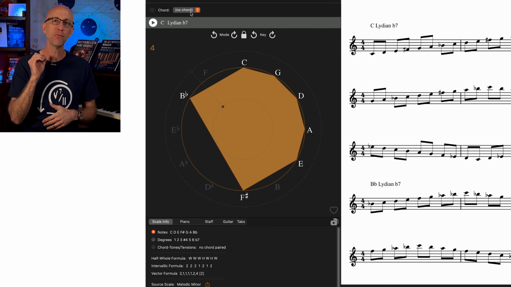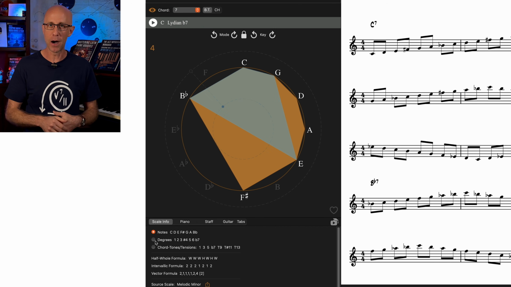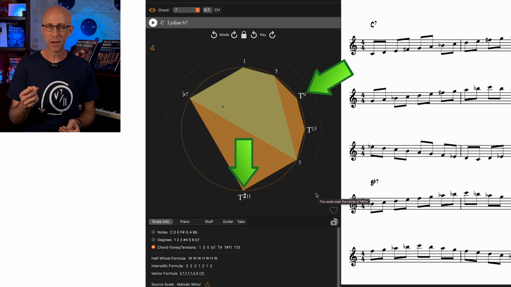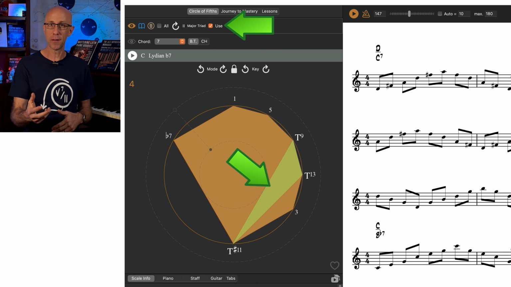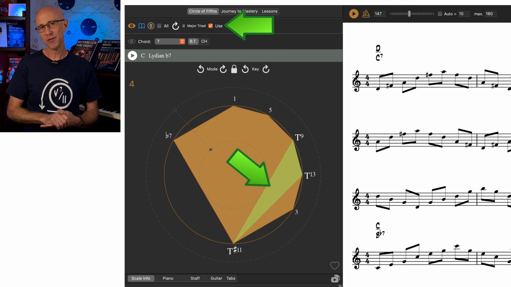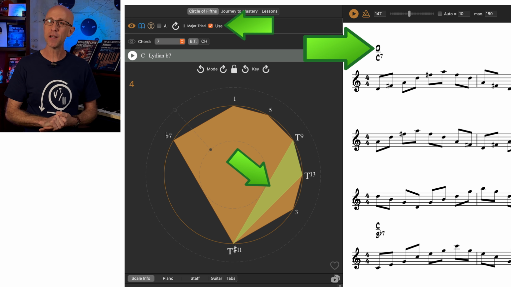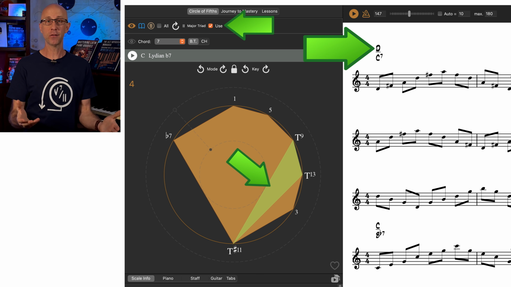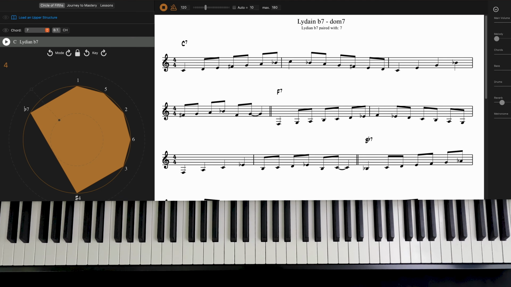This scale pairs really well with a dominant chord, and you get a dominant 7 chord with a 9, a sharp 11, and a 13. If we look at the upper structure created by the three tensions, we get a 2 major triad. So over C7 Lydian flat 7, we can play a D major triad. So our first exercise is going to be playing this. And then we're going to practice the 2 major upper structure like this.